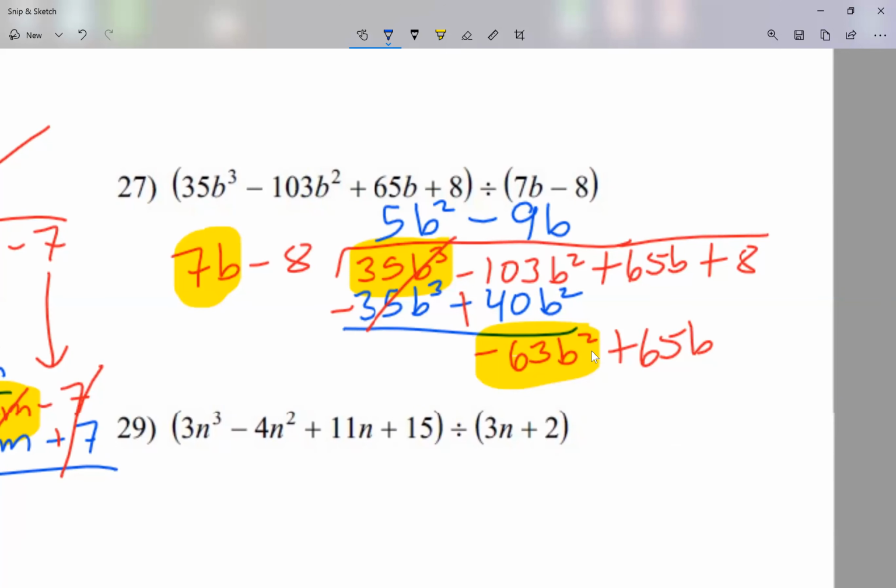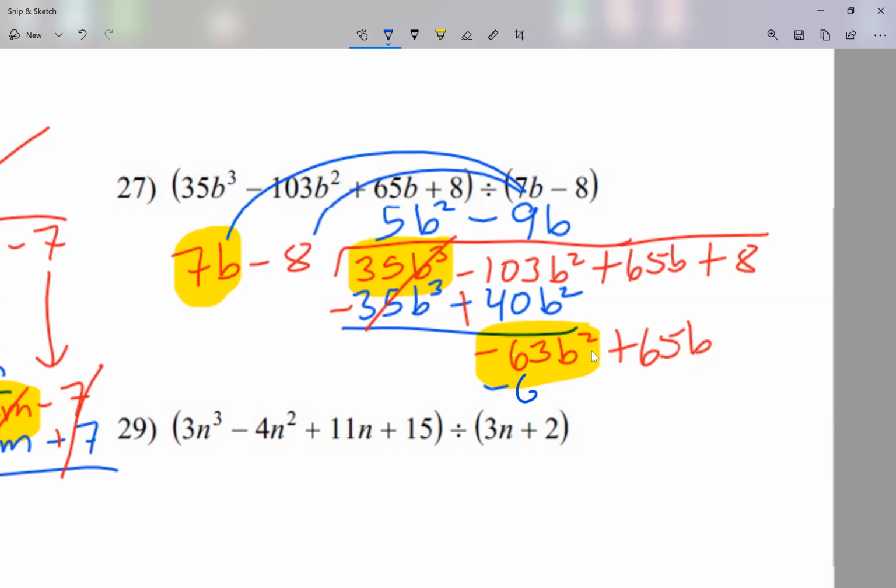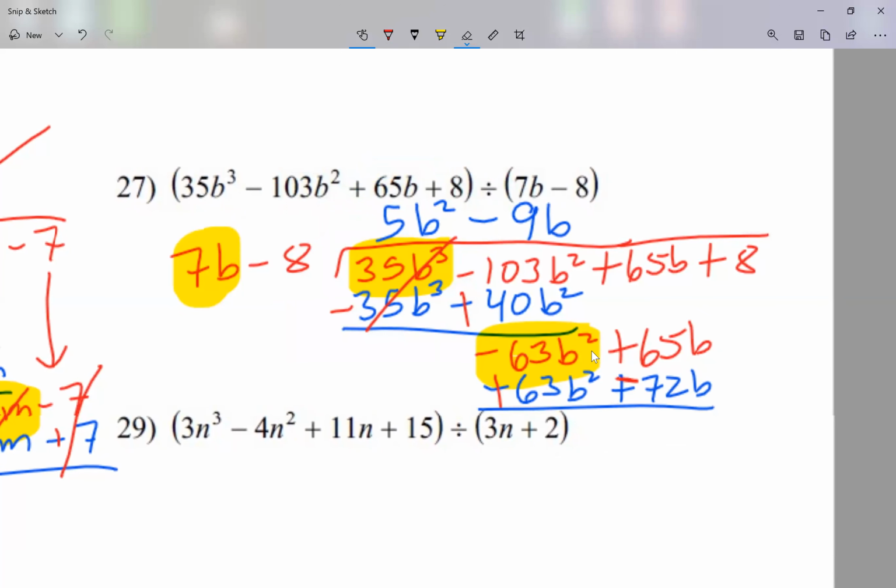Okay, so now let's multiply negative 9b times this 2. So that's going to give me negative 63b to the second plus 72b. Let me draw the line because I'm going to subtract. But I know for subtraction, I have to change the signs of my second polynomial. Let me erase those lines.